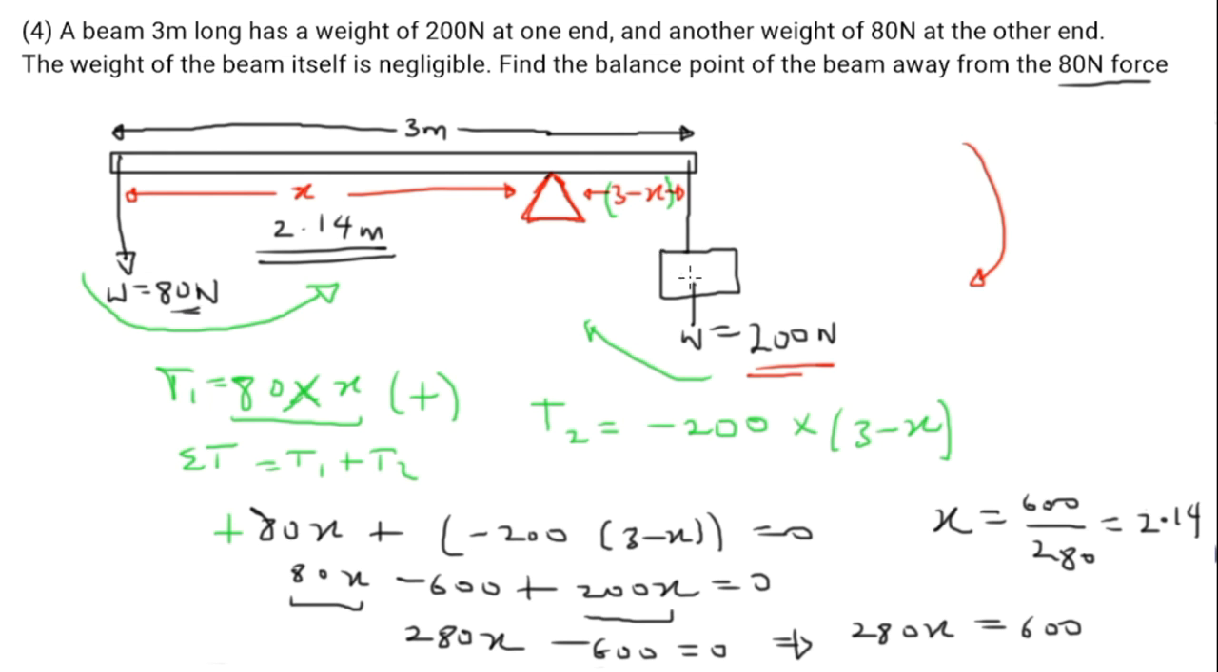And then if you want to find it away from the 200 Newton force, that's just 3 minus the answer, which is 0.85. So that's 0.85 away from this 200 Newton force. Let's solve the next practice problem.